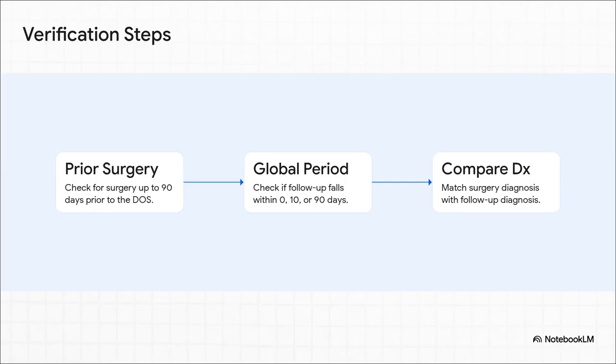Before you ever pick up the phone to call an insurance representative, you absolutely must complete these 3 verification steps in your billing system or clearinghouse. Step 1. Check the patient's history. Was any surgical procedure performed up to 90 days prior to the current denied date of service? Step 2. If yes, identify that surgery's specific global period. Is it a 0, 10, or 90-day code? Did today's visit fall within that specific time frame?